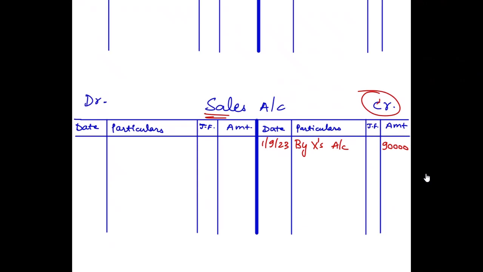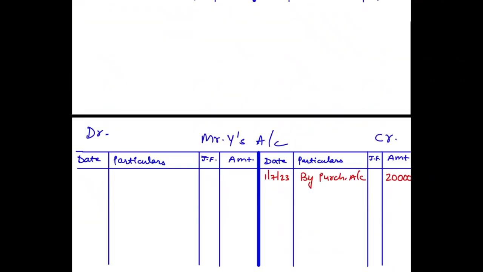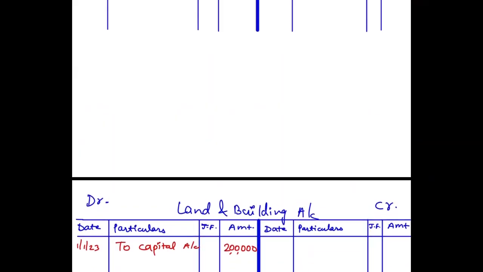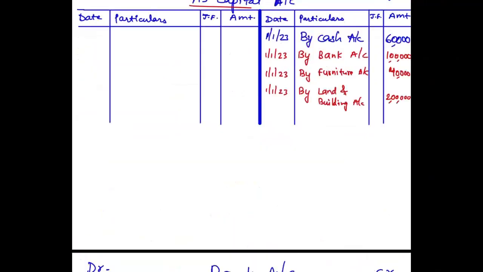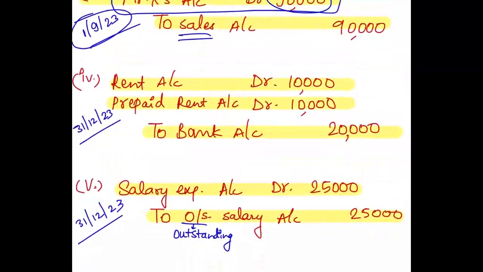Always and always remember there will be two effects of every transaction. If you are not making the two effects, your balance will never match. So always be extra careful while doing the ledger posting. You have to do both effects and then move to the next transaction, exactly the way I am doing.